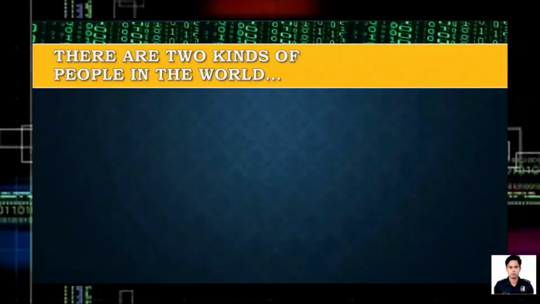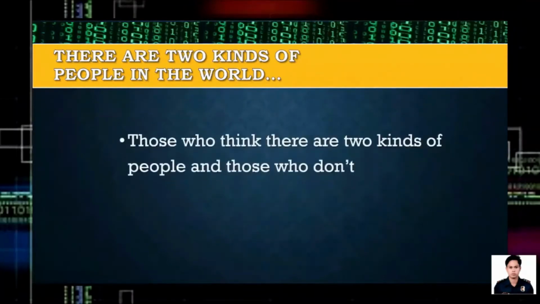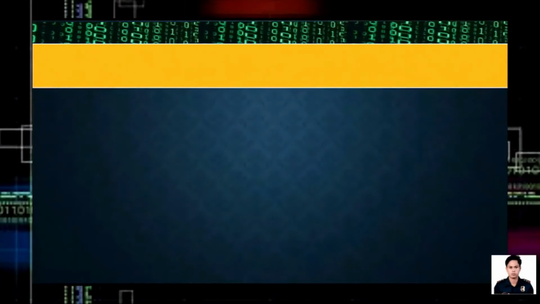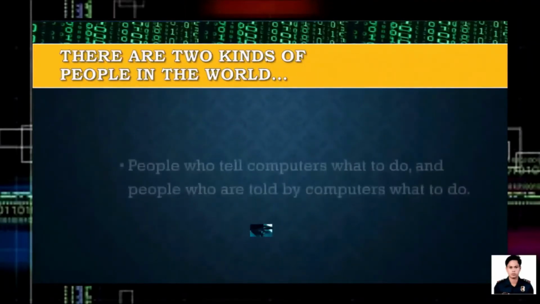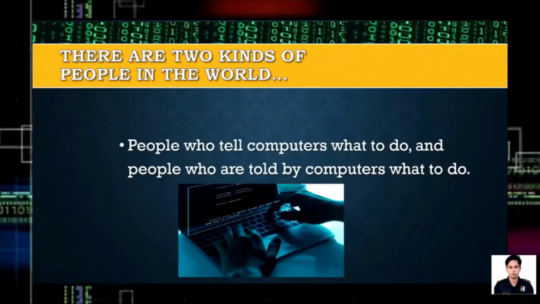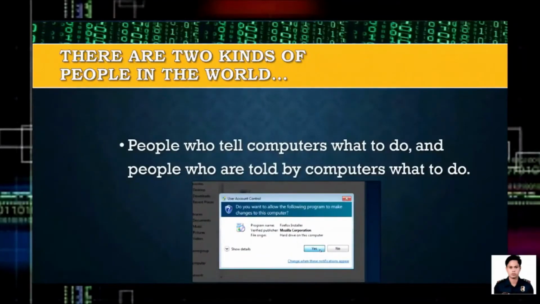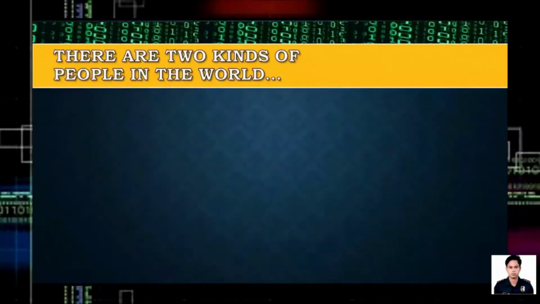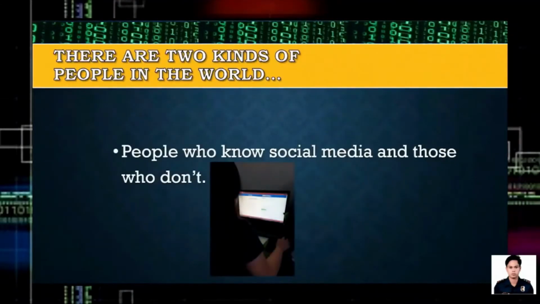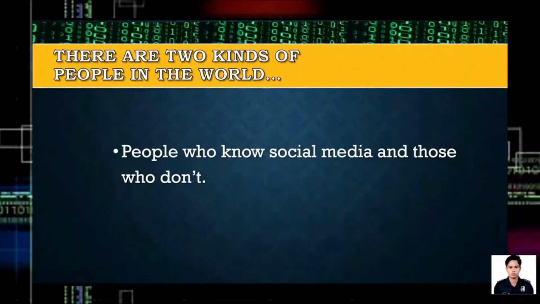That's it for the video. There are two kinds of people in the world. Those who think, and those who don't. People who tell computers what to do and people who are told by computers what to do. People who know social media and those who don't.